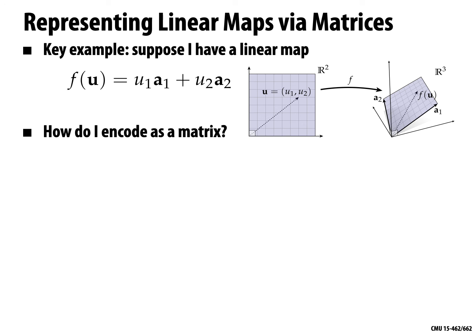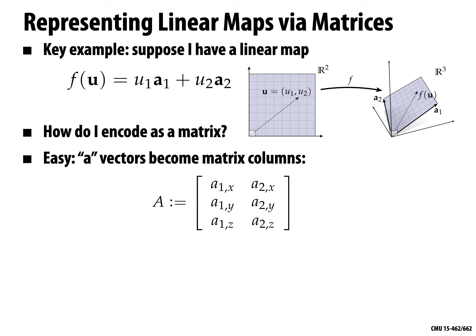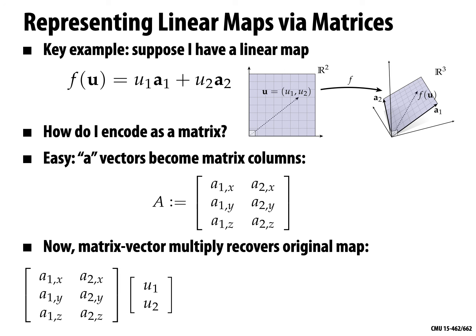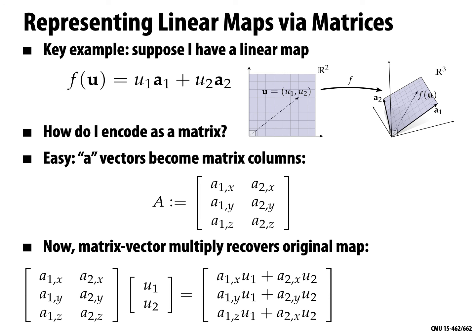Okay? So from that point of view, building this matrix is super straightforward. I just take these fixed vectors a, and I make those the columns of the matrix capital A. Now, if I do a matrix vector multiply, I'm going to recover the original map. Why is that true? Well, because I'm going to do u1 times the first column plus u2 times the second column, just like I've written in my formula at the top. You can multiply this out however you like, and you should see that exactly that is happening. I get a1 times u1 plus a2 times u2. Okay, same as before.